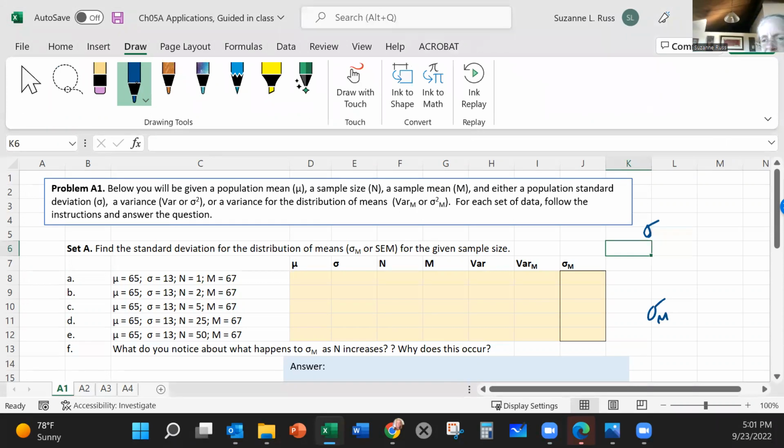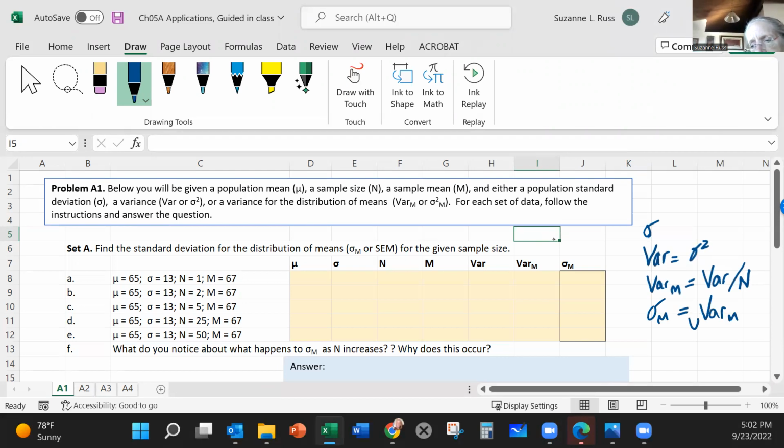And we know that variance is equal to standard deviation squared. We know that to get to the variance for the distribution of means, we take the variance and divide by n, or the number in the sample. And to get to the standard deviation for the distribution of means, we just take the variance for the distribution of means and find the square root. So having those formulas in place, we're all set. Let's write down the key information.